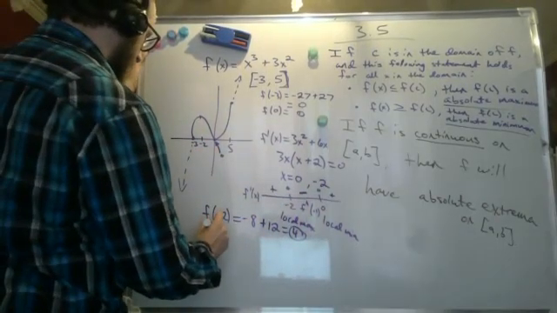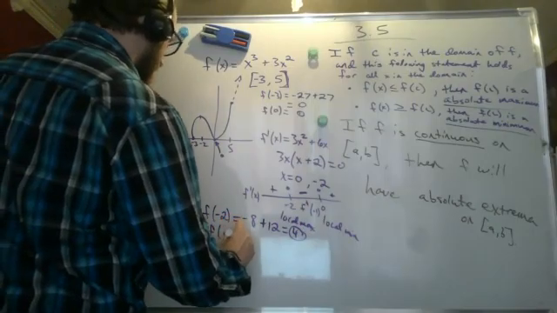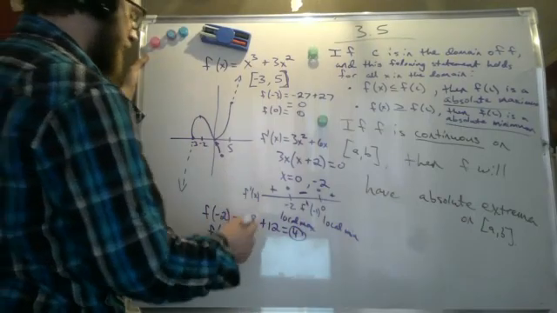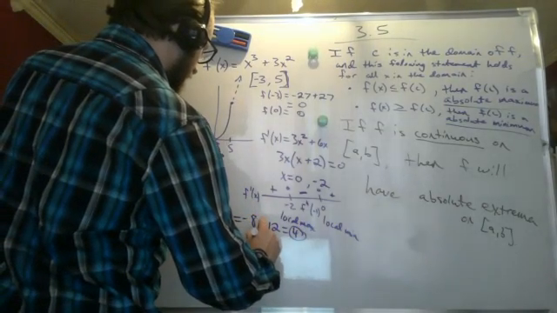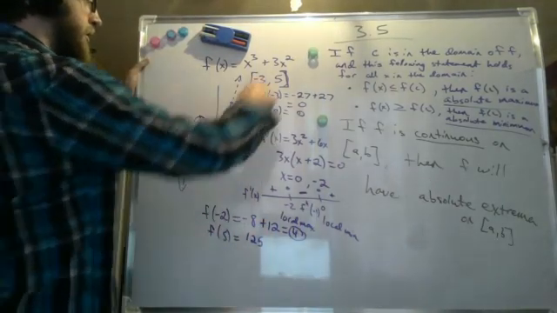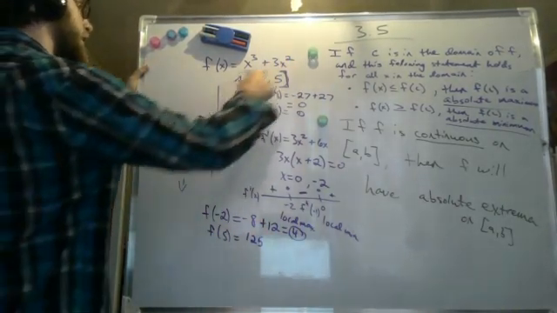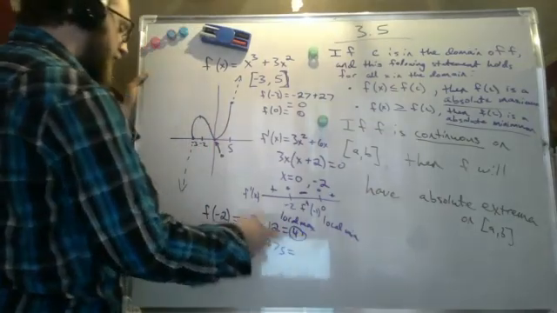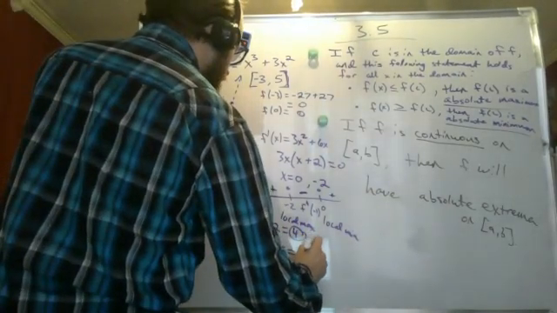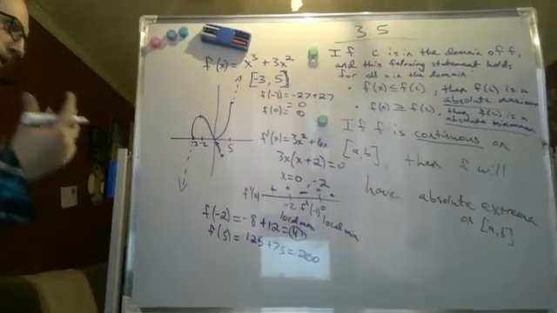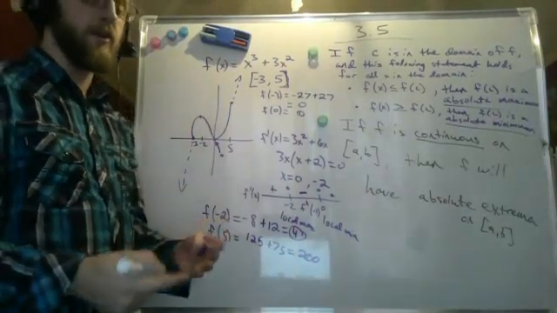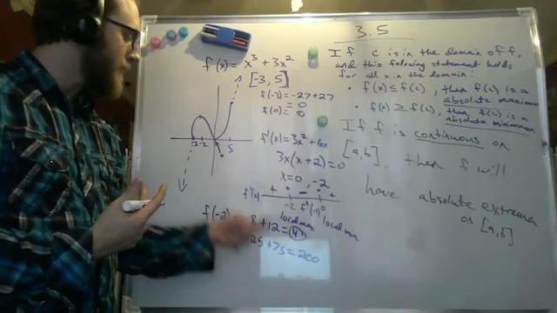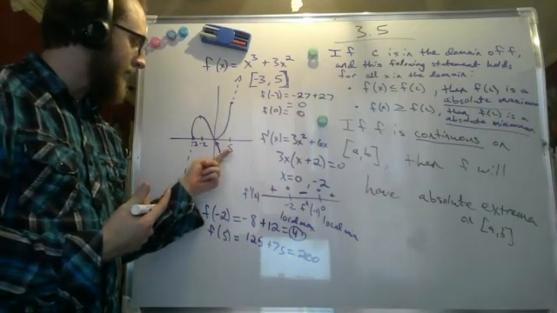What about 5? So f of 5 is equal to 5 cubed. Well, that's 5 times 5 is 25, times 5, that's going to be 125. Then I'm going to have 5 squared, which is 25, times 3 is 75. And 75 plus 125, we've got 200. Now the absolute max has to be the value that is bigger than everything else in the domain. Well, in this case, our absolute maximum actually occurs at 5.